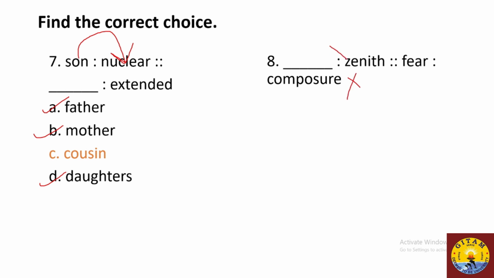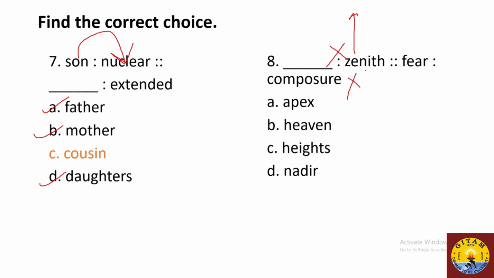So we need an opposite of zenith. Zenith means the highest point, right? Now I want the opposite, which means I want something which means the lowest point. Apex and zenith are synonyms, but I want the opposite. Nadir means the lowest point, right? Therefore, your answer is Nadir, the lowest and the highest. Nadir is to zenith as fear is to composure. Perfect pair, perfect analogy.